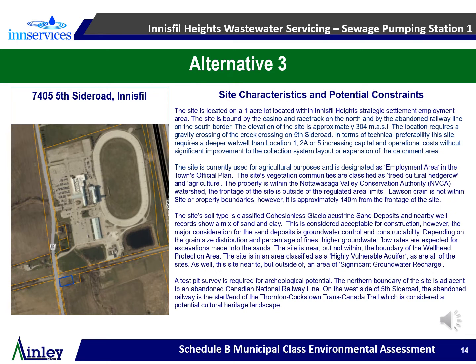Alternative 3, Site Characteristics and Potential Constraints. This slide presents site location for Alternative 3 at 7405 on the 5th Side Road. The site characteristics and potential constraints are provided outlining technical, environmental, social, and cultural considerations.